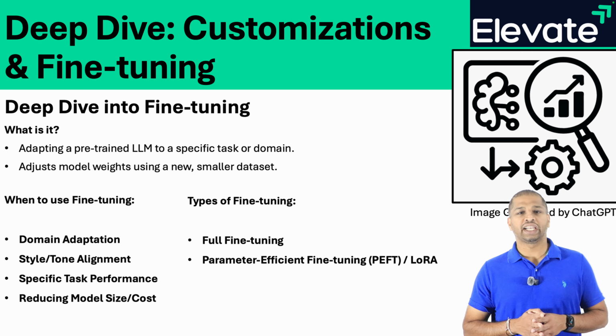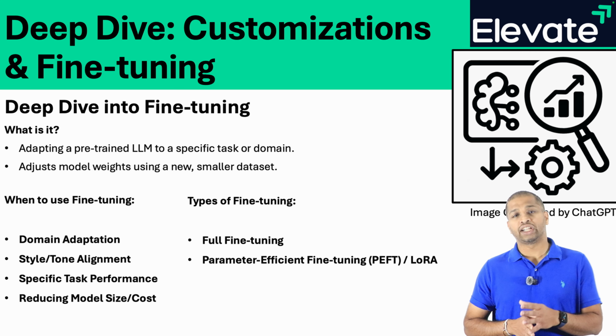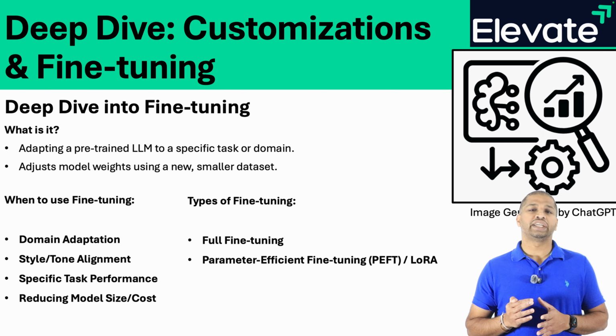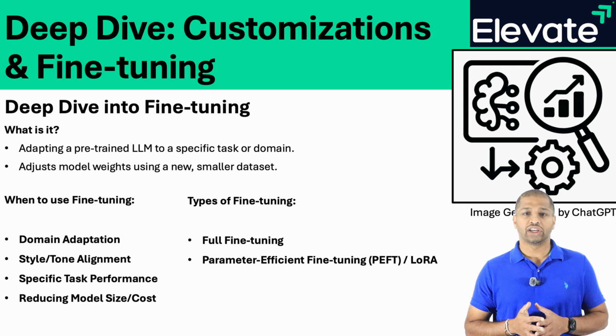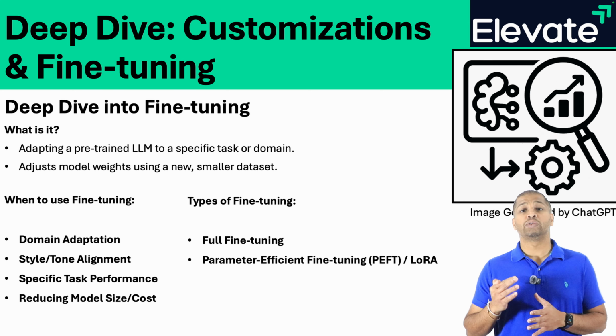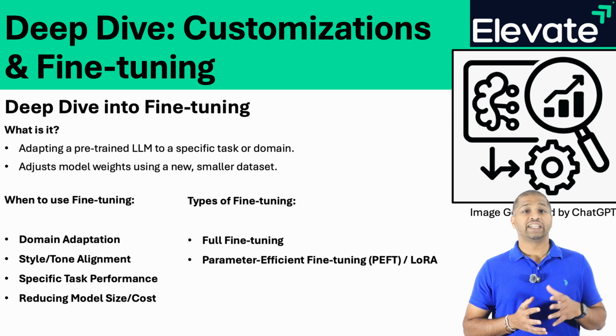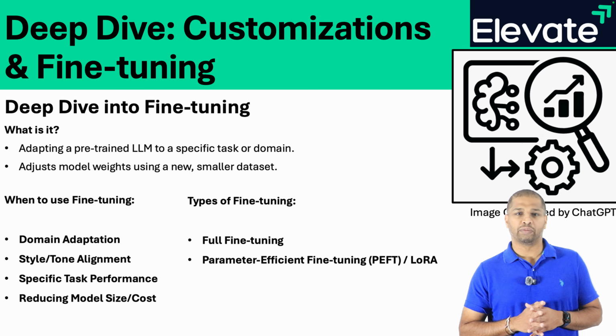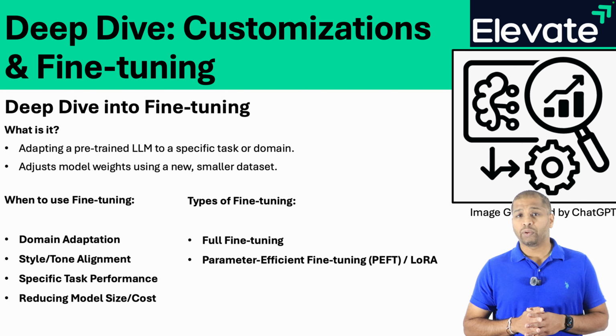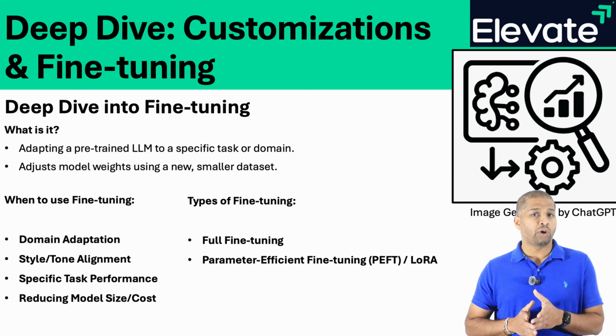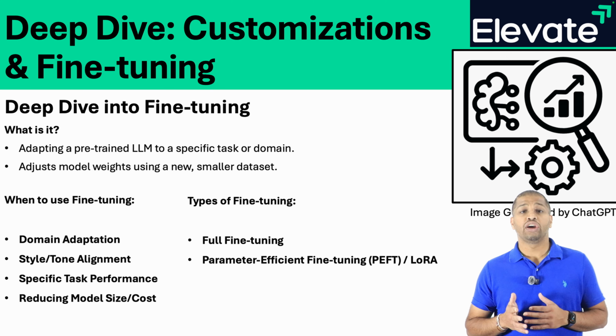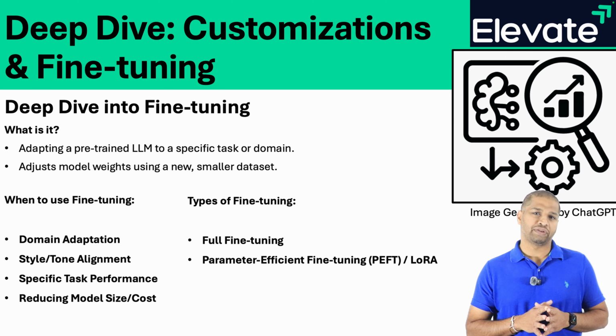If you have a very particular task like classifying internal documents, extracting specific entities from reports, or generating highly specialized summaries, fine-tuning can significantly boost accuracy. And this is a use case of specific task performance. And importantly, a smaller fine-tuned model often can achieve performance comparable to a much larger, more expensive generalist for a specific task. There are also different types of fine-tuning.